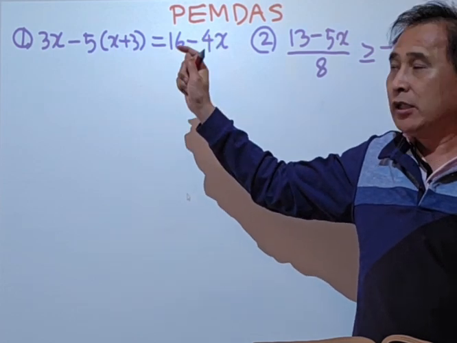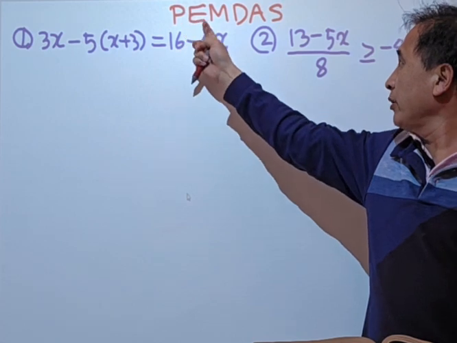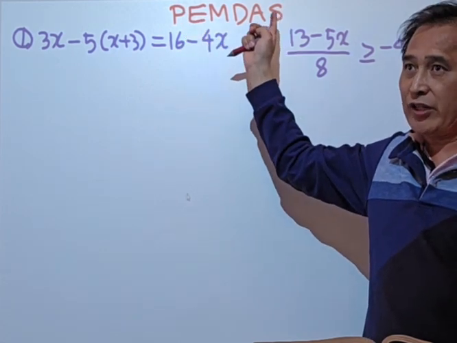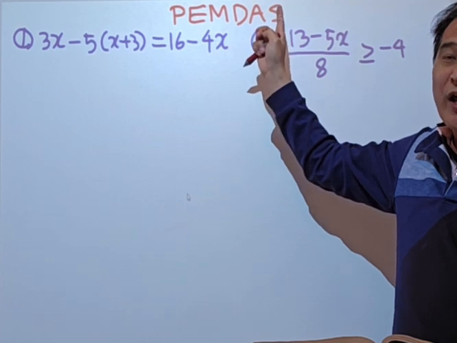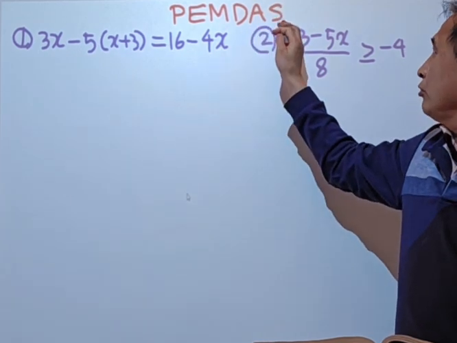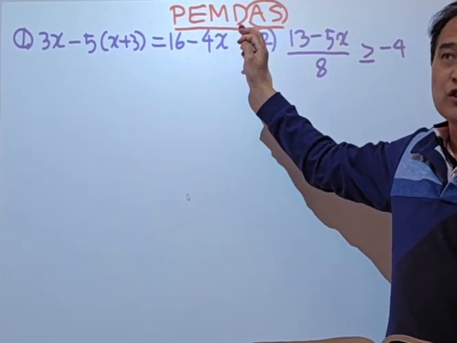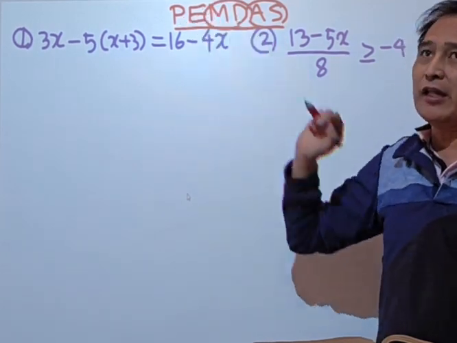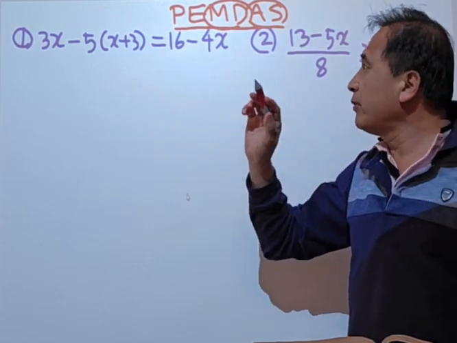So you know PEMDAS, right? Parenthesis, exponent, multiplication, division, and addition, subtraction. That's the order of operations. You follow that order, but when you move to the other side, you do the opposite: addition, subtraction first, then multiplication, division, and exponent and parenthesis. But maybe you can get rid of the parenthesis first. That's the first thing you might do here.